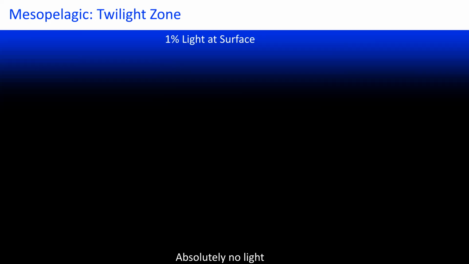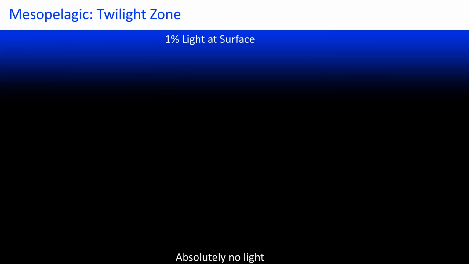The next zone in the ocean is the Mesopelagic, which is called Middle Ocean despite it being the second of 5 zones that I'm going to be talking about today. And it's also referred to as the Twilight Zone. The Mesopelagic is defined by light levels similar to the Euphotic zone, with it starting at 1% light at the surface and declining until there's absolutely no light at the bottom.